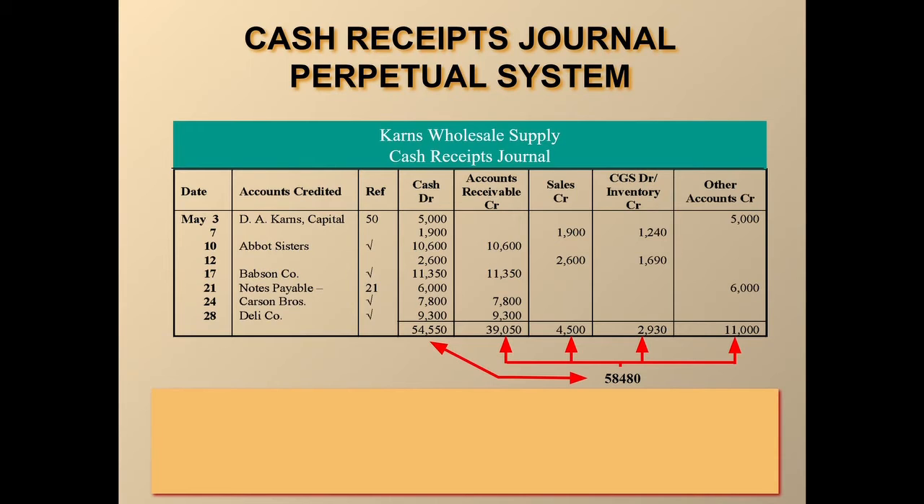Someone came in and bought $1,900 worth of goods. So you've got a $1,900 credit to your sales because that's your revenue. Then you've got the cost of goods sold and the inventory, which are the same number, $1,240. So that's your straight cash transaction in the store. Then we've got the Abbott sisters again. This one would probably be them. Remember the last transaction they did on May 3rd, they purchased things on account. Well, this is May 10th.